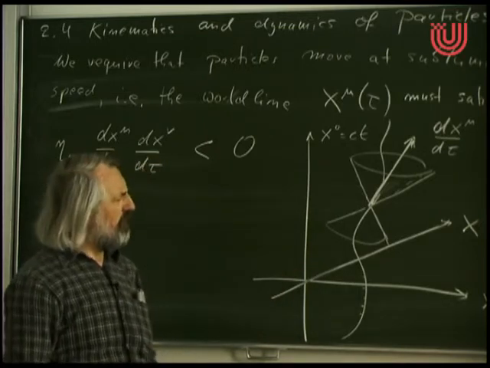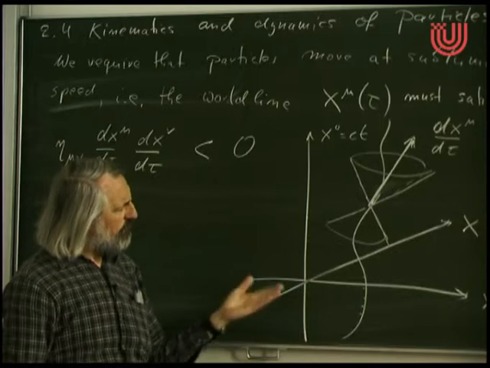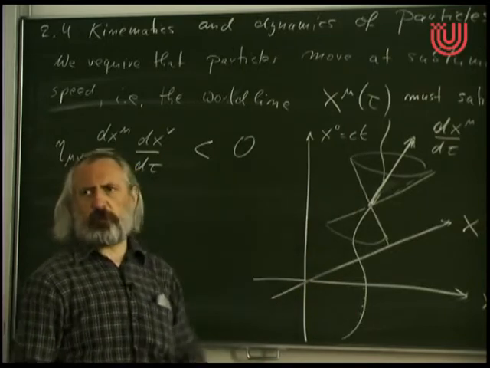What does a parameter do? How could you interpret the parameter? Have you an idea what physical interpretation could be given to a parameter on this curve?